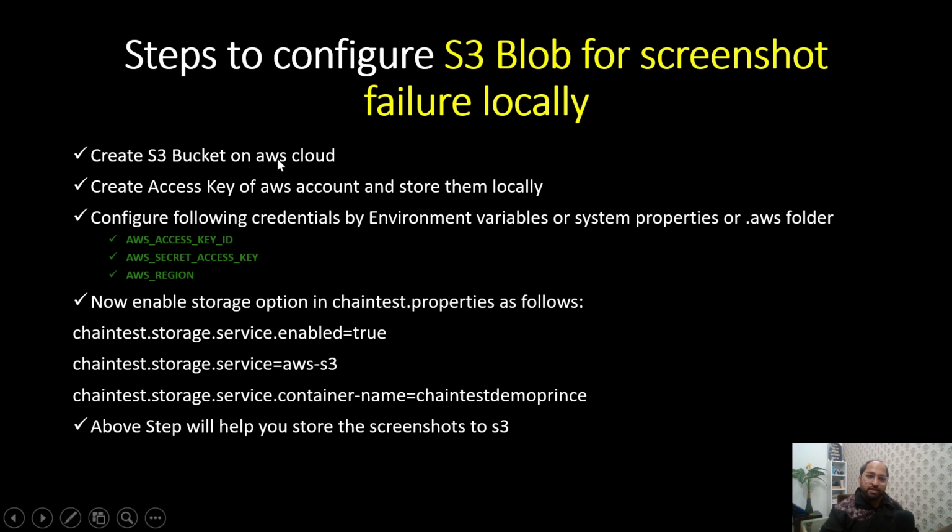First we'll have to create the S3 bucket, then get the access key of the AWS account and store it locally for usage. Then we will configure these credentials either in environment variables or in the AWS folder under C users, which is the recommended approach. Once this setting is done, we'll enable the storage option in the chain test properties. This is the property to enable the chain test storage service, and this is the service that we are going to use. If it is Azure Blob, it is going to be Azure-Blob, but if it is AWS, then it is AWS-S3. And this is the bucket name that I have already created.